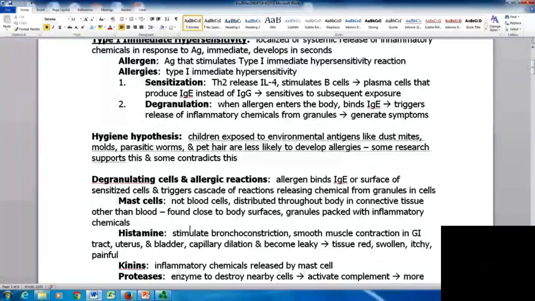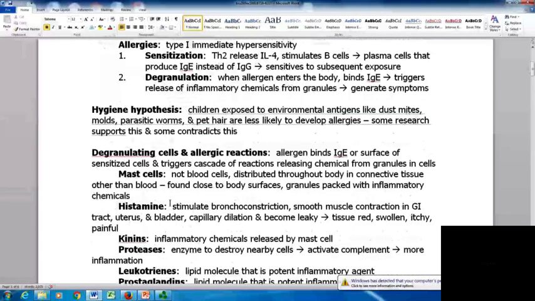So your degranulating cells and the allergic reaction, this is going to occur when the allergen binds IgE on the surface of the sensitized cells, and it triggers a cascade of reactions releasing chemicals from the granules in the cells. So your mast cells, these are not blood cells, but they're distributed throughout the body in the connective tissues other than blood. They're found close to body surfaces, and they're going to have granules packed with inflammatory chemicals. So this is one of the reasons why you can have itchiness go with these types of reactions, is that these vessels are close to the surface of the skin.